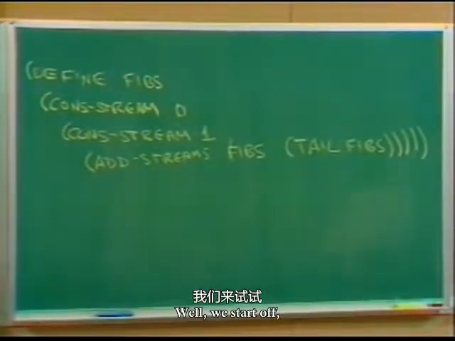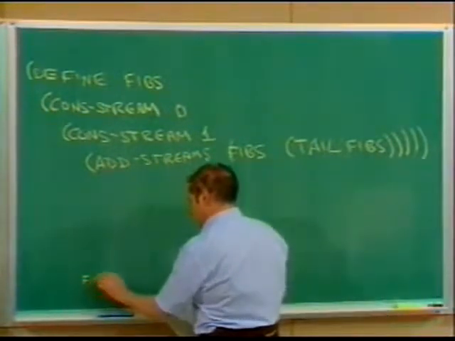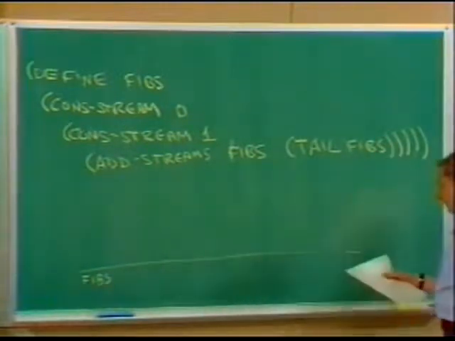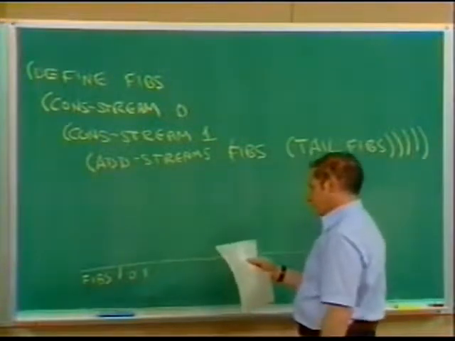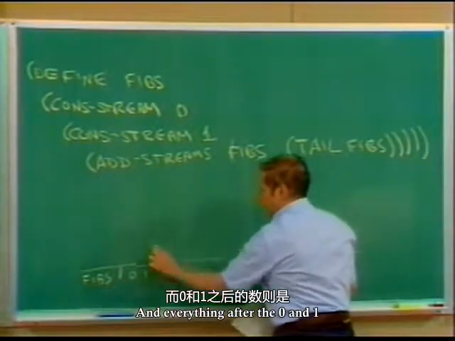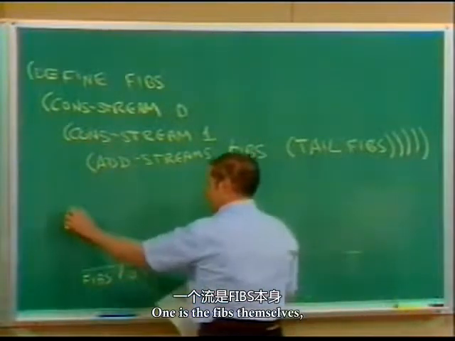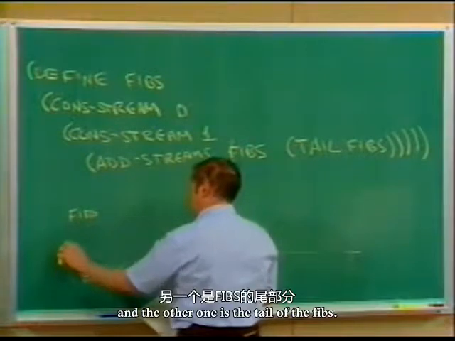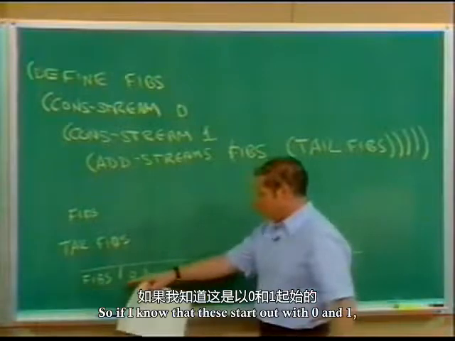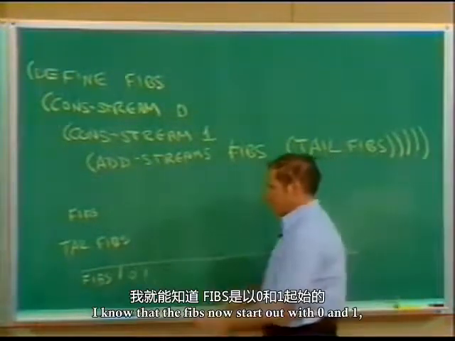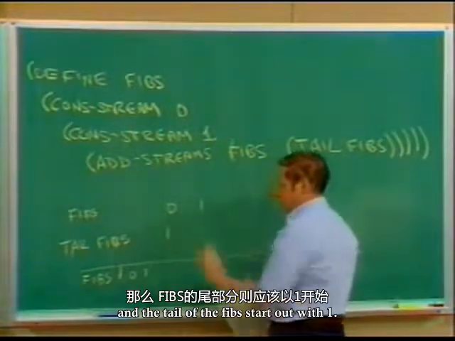How does that work? Well, we start off and someone says, gee, compute for us the Fibonacci numbers. And we're going to tell you it starts out with 0 and 1. And everything after the 0 and 1 is gotten by summing two streams. One is the fibs themselves, and the other one is the tail of the fibs. So if I know that these start out with 0 and 1, I know that the fibs now start out with 0 and 1, and the tail of the fibs start out with 1.